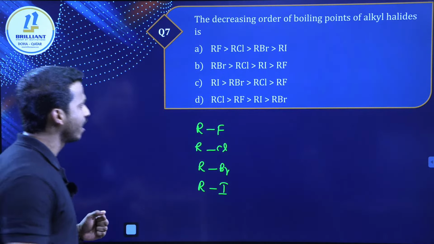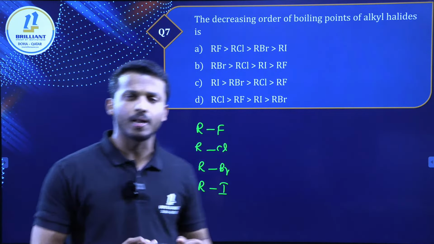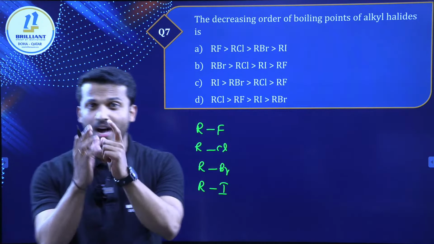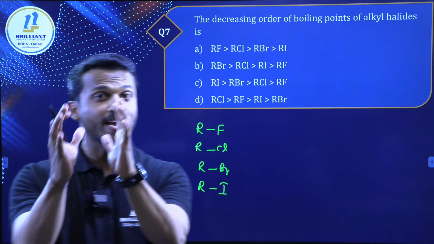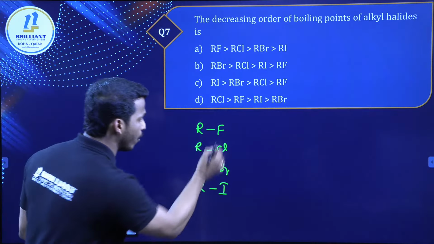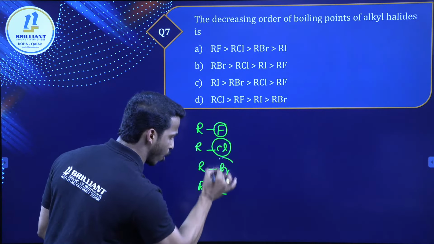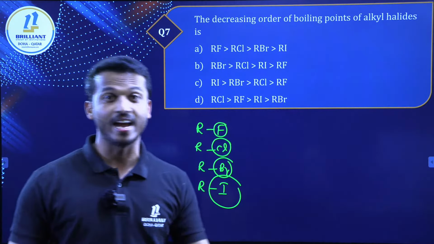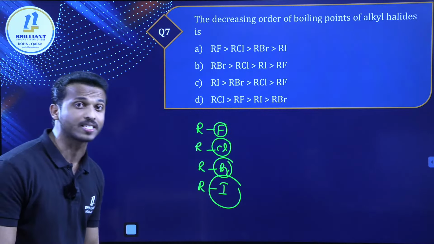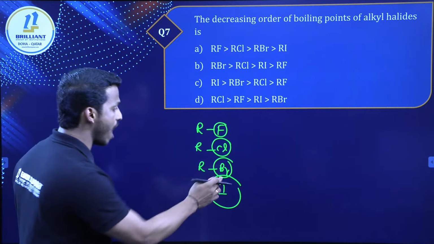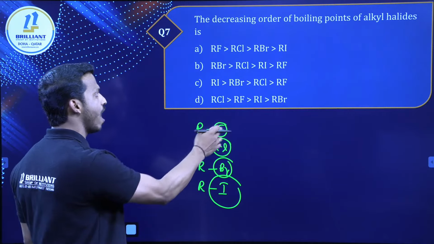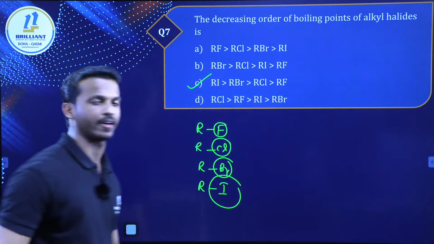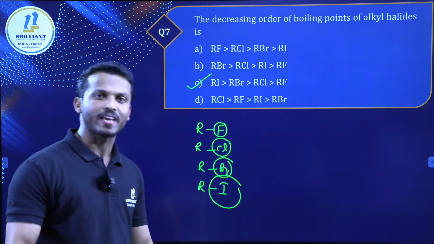Very good, correct answer. Dear all, the boiling point mainly depends on the molecular mass. Higher the molecular mass, higher the boiling point. Among fluorine, chlorine, bromine and iodine, which is bigger in size? Iodine. Which is bigger in mass? Iodine. It has the greatest molecular mass, so its boiling point is greater. So RI is greater, then RBr, RCl, RF. So your answer is option C. Yes, all gave the correct answer. Perfect. That's it. We can crack the MCQ.